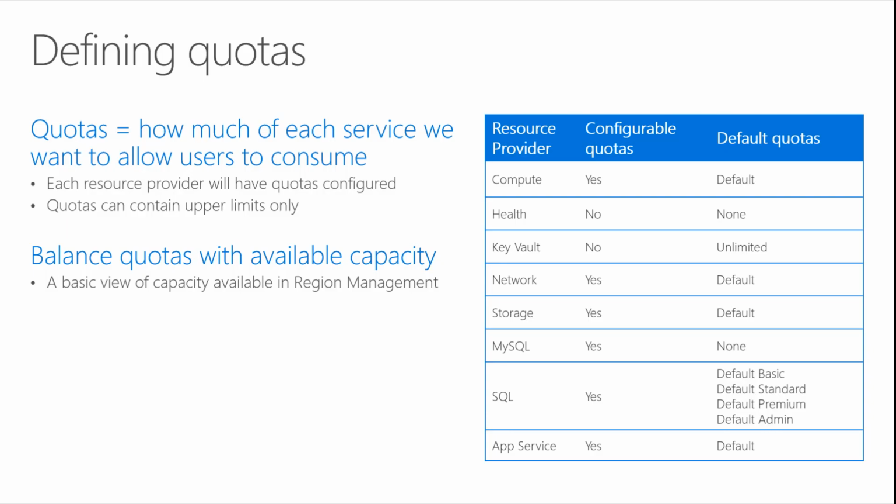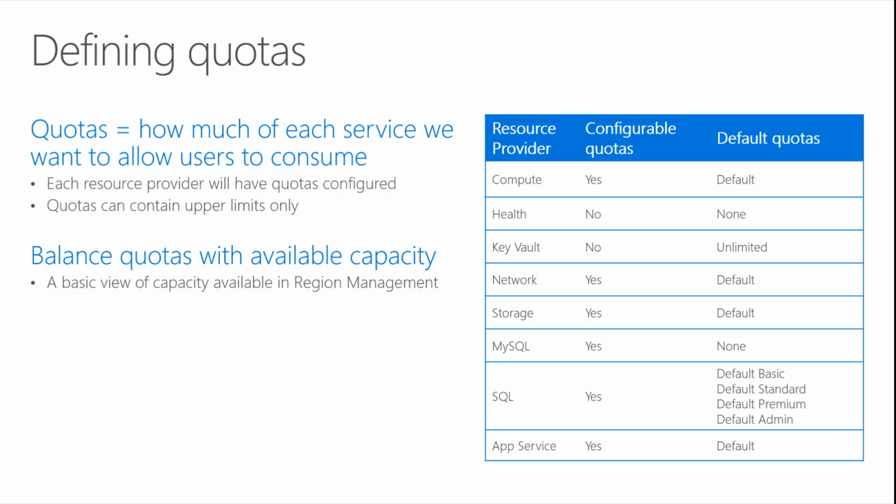While the compute resource provider is in place when an Azure Stack is first installed, the images or operating system files are not there, so you have to add those to the marketplace. We'll cover that in another session. But the things that you would have to add after the fact would be the MySQL and the SQL and the app services. And those all have configurable quotas.